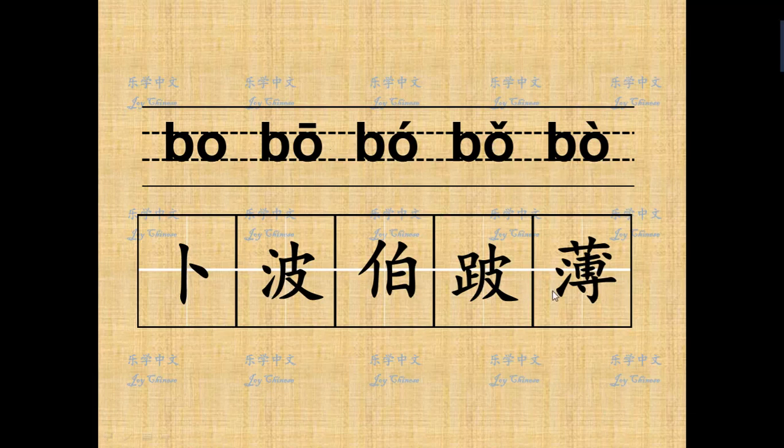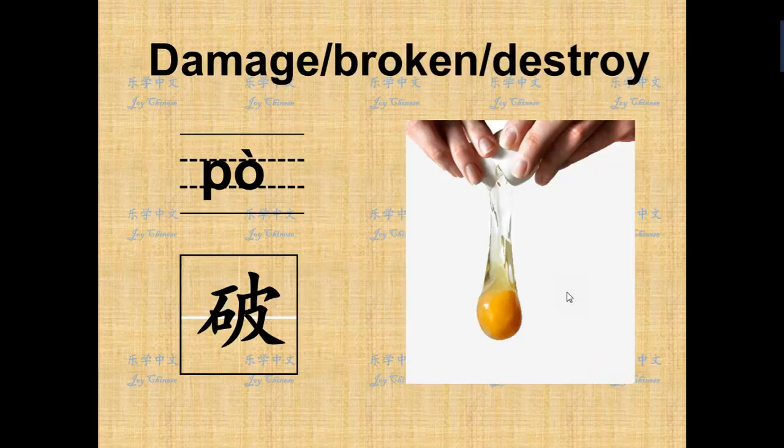They look a little bit complicated. You don't need to learn how to write them at this moment. Here I picked several simple ones for you to learn. The first one is the combination of p and o with the fourth tone. We pronounce it as po.